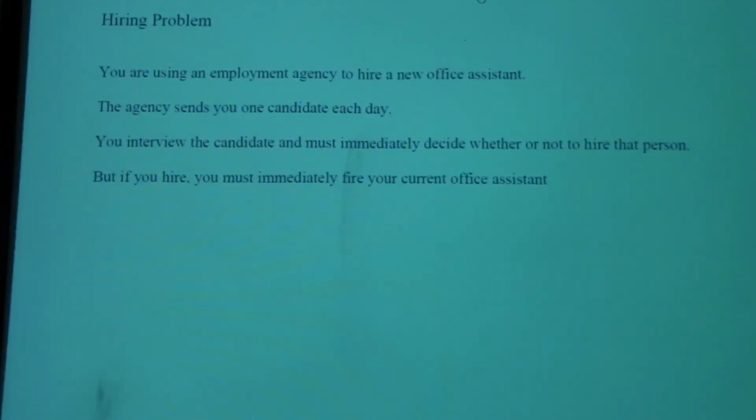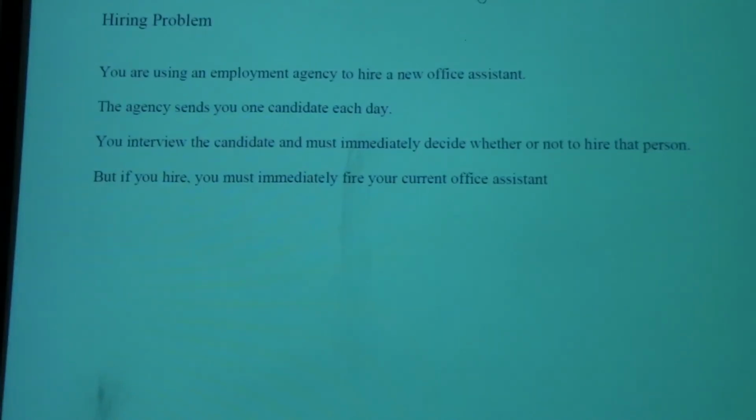Okay, so what's going to happen is, every day an agency will be sending a candidate to us. And we will interview the candidate, and we must decide immediately whether to hire that person or not. If we hire the person, we have to fire the current one immediately. Everybody is going to have a unique quality. Let's say the lowest quality is 1, very, very bad, knows nothing, and the highest quality is 1,000. So we're going to keep getting people, but we could get 500, 40, 700, 365. So we want the best person.